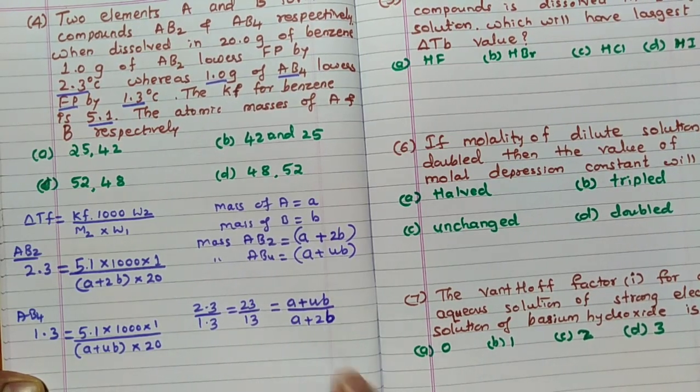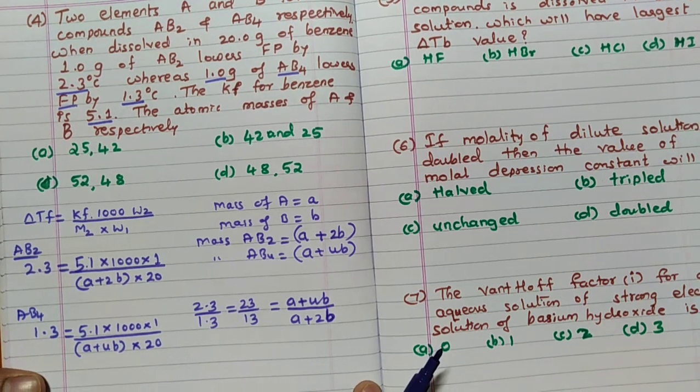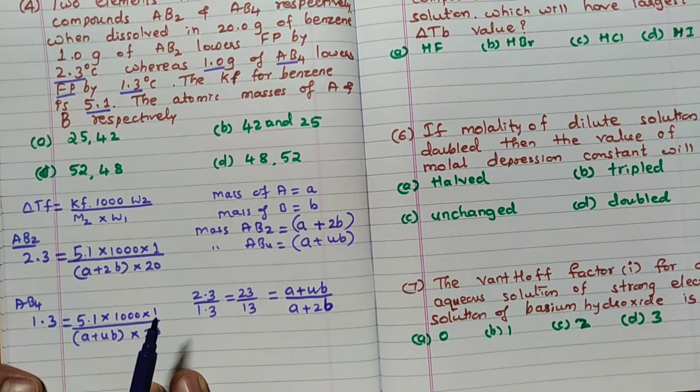If you have any doubts, you can comment. Right? I think you have understood. This divided by this when I do, numerator, denominator. Denominator of the denominator goes to numerator. Hence I have written A plus 4B divided by A plus 2B. Now you simplify this value.